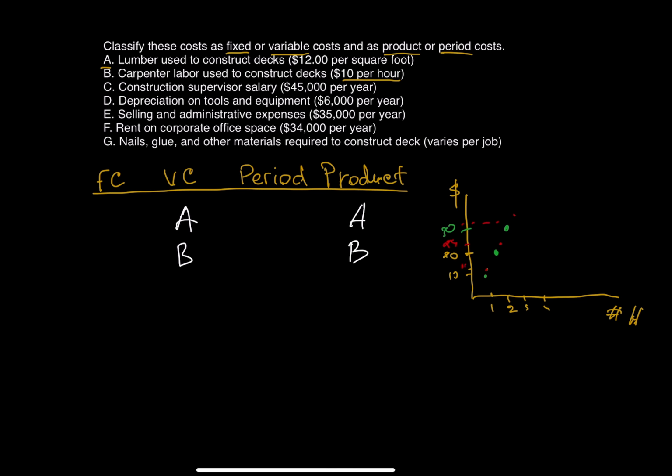Moving on to the next one, which is C, construction supervisor salary. Now, is this a fixed or variable cost? It says here $45 per year. So it has nothing to do with the output.